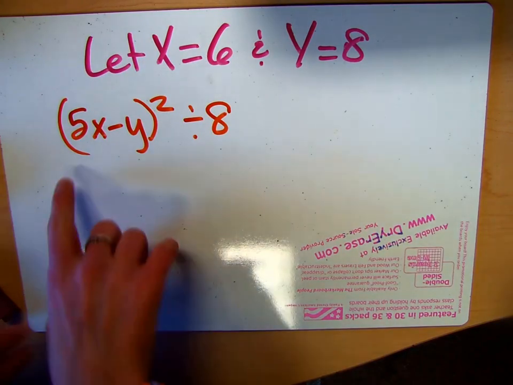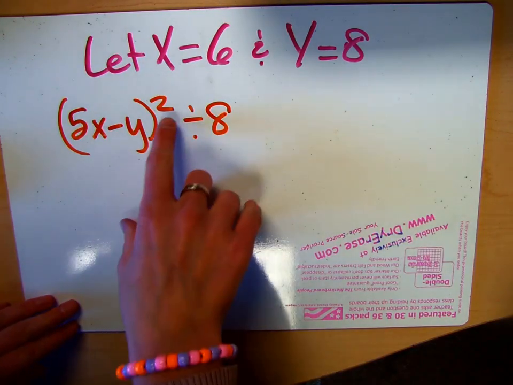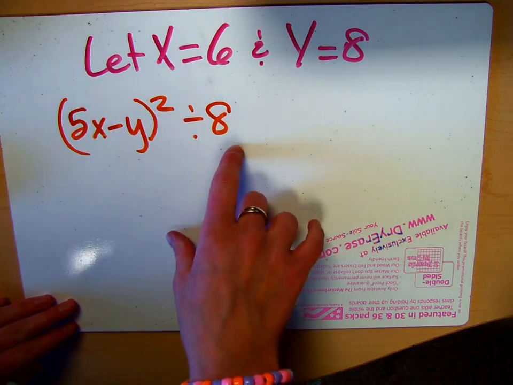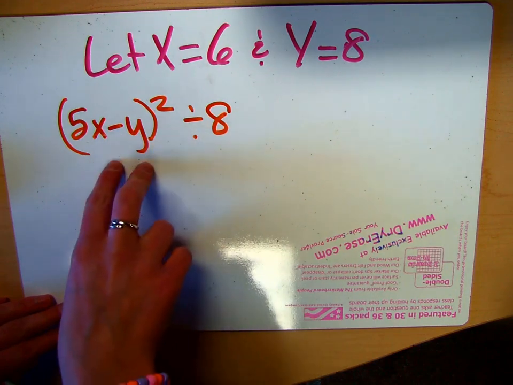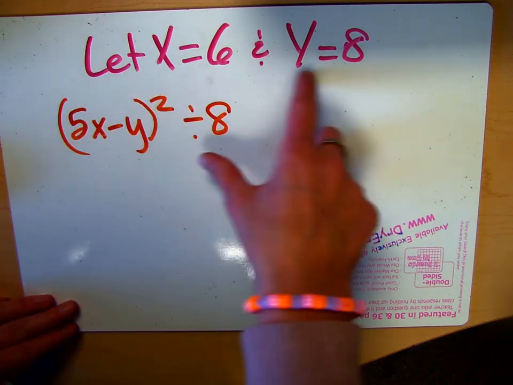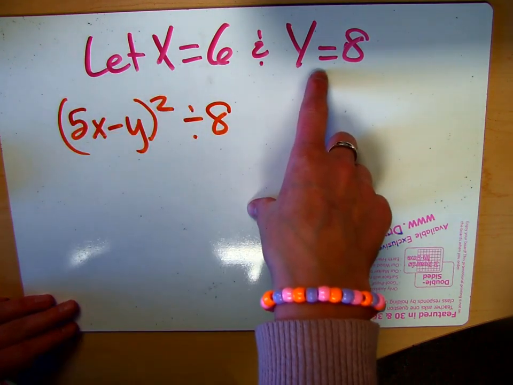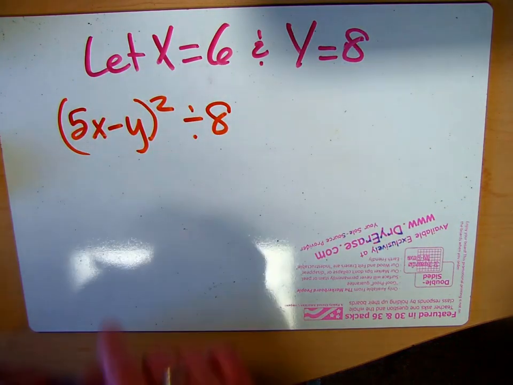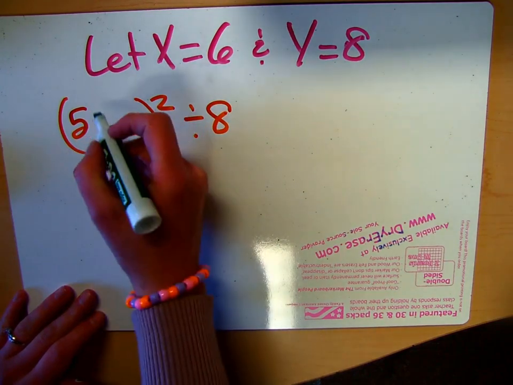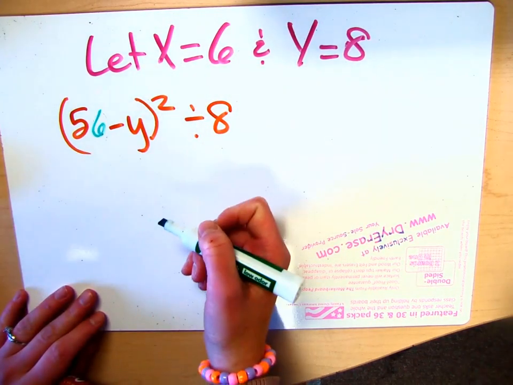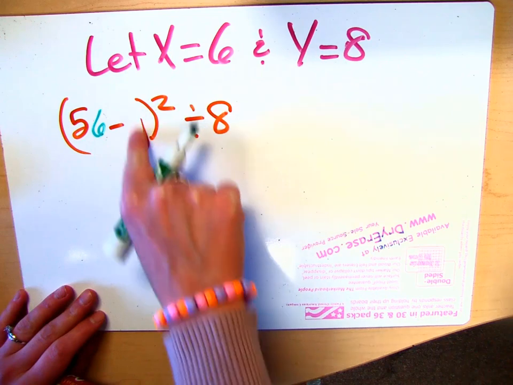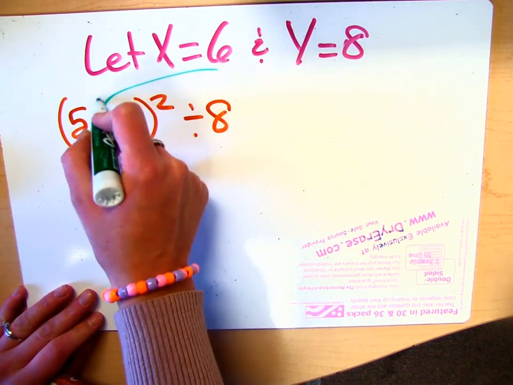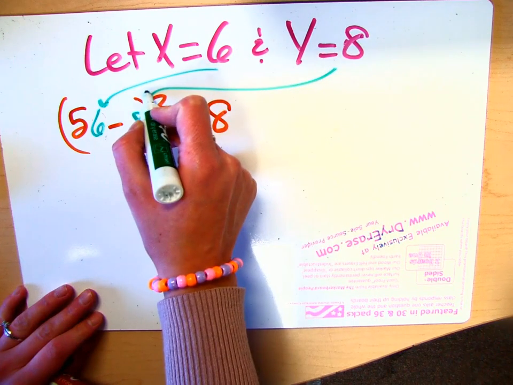Okay, first example: (5x minus y to the second power), all to the second power, by the way, divided by 8. We don't know what x and y are right off the bat, but this is like a word bank. Up at the top it says we're going to let x equal 6 and y equal 8. So all that's going to happen is I am going to go back to my word bank and change out x with 6 and y with 8. Again, this went here and this went there.